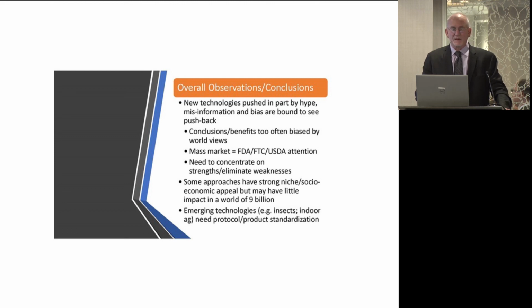misinformation, and bias. And there's bound to be some pushback on this. Conclusions are often based on worldviews. The mass market is going to draw FDA regulatory attention. You need to concentrate on the strengths and eliminate the weaknesses. Some approaches have strong niche socioeconomic appeal, but what will they do for 9 billion? And finally, emerging technologies such as insects and indoor ag need protocol and product standardization.